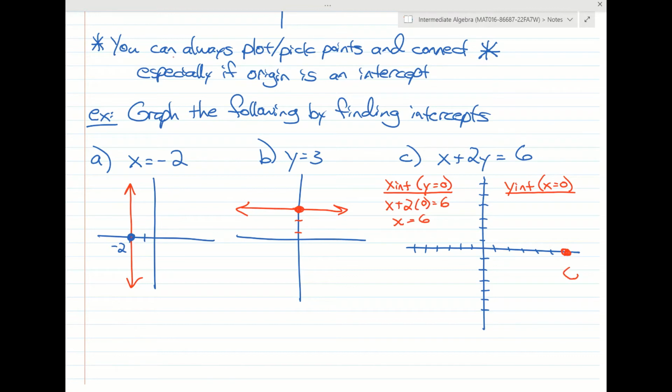And we should always label our intercepts. To get the y-intercept, you put 0 in for x. The y is 3. Connect the dots. That's something like that.